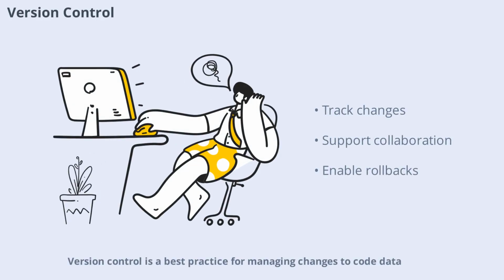Version control is a best practice for managing changes to code, data, and documentation. Tools like Git help teams track updates, collaborate efficiently, and roll back changes if needed. Good version control supports teamwork and project reliability.